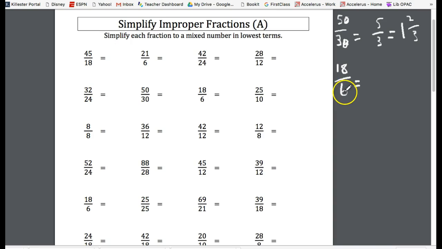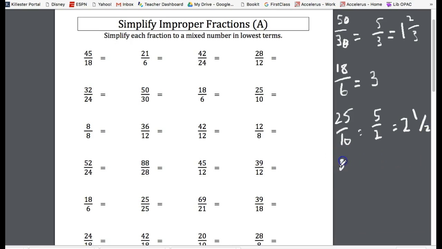All right, our next one is 18 over 6. You can simplify this one if you like, but you can also say how many times does 6 go into 18? 3 times. So your answer is just 3. But you can, if you like, find the highest common factor, which is 6, and then you'd get 3 over 1, which is still 3. Okay, 25 over 10. Highest common factor is 5. So we have 5 over 2. And then 2 goes into 5 twice, so it's 2 1/2.